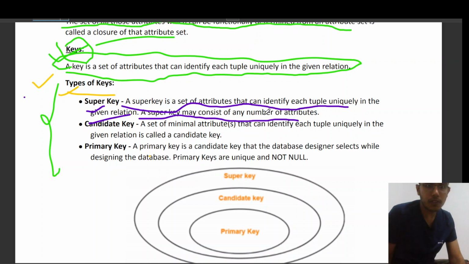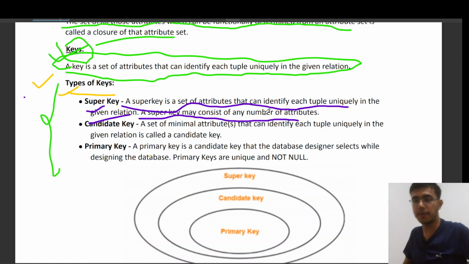What is a super key? A super key is a set of attributes that can identify each tuple uniquely, right? It is a set of attributes that can identify each tuple uniquely in the given relation. Suppose you are given any relation, and in that relation you are identifying each tuple uniquely. That is what we call a super key. A super key may consist of any number of attributes.